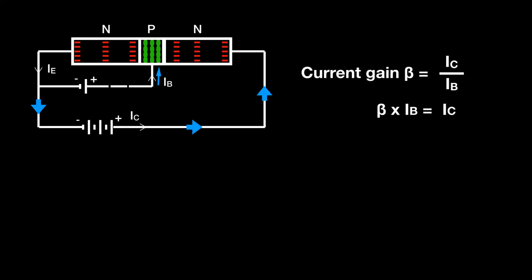If we're going to do it algebraically, we look at the top formula, current gain beta equals IC over IB, and we multiply both sides of that equation by IB. So then we end up on the left with beta times IB, and on the right we get IC times IB over IB, and the IB on the top and the bottom of that fraction cancel out to give the lower equation.